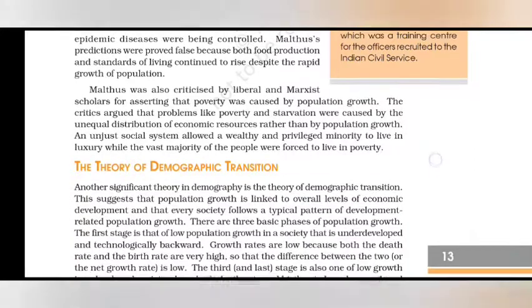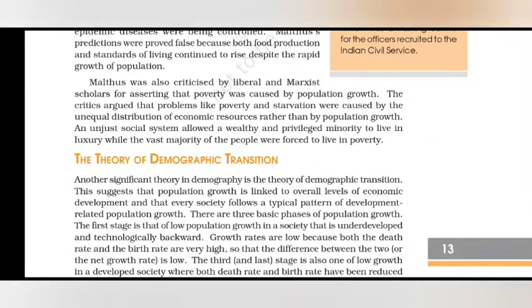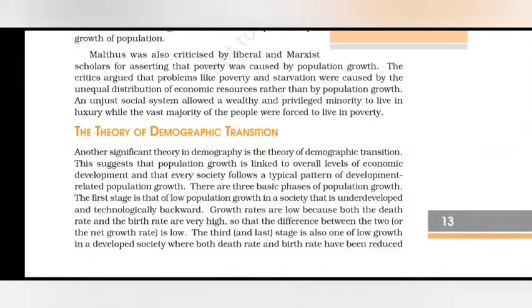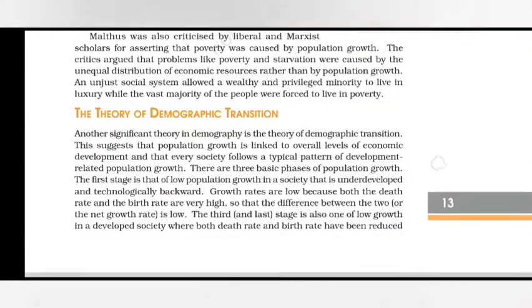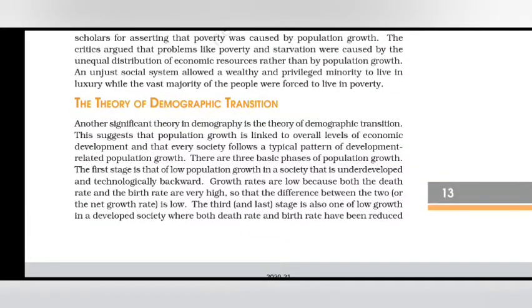of population. Malthus was also criticized by liberal and Marxist scholars for asserting that poverty was caused by population growth. The critics argued that problems like poverty and starvation were caused by the unequal distribution of economic resources rather than by population growth. An unjust social system allowed a wealthy and privileged minority to live in luxury, while the vast majority of the people were forced to live in poverty.